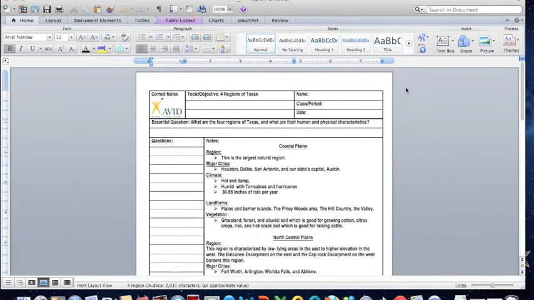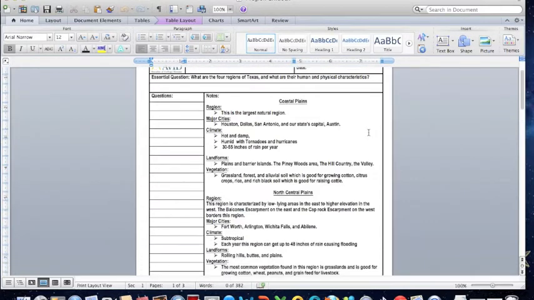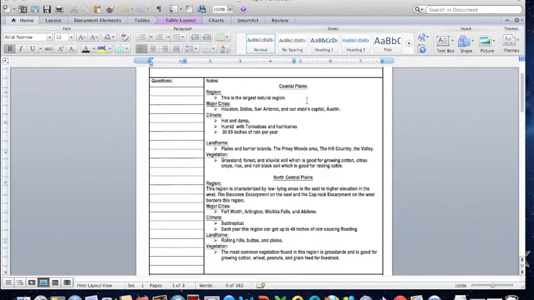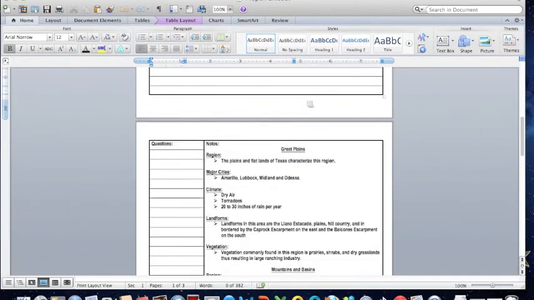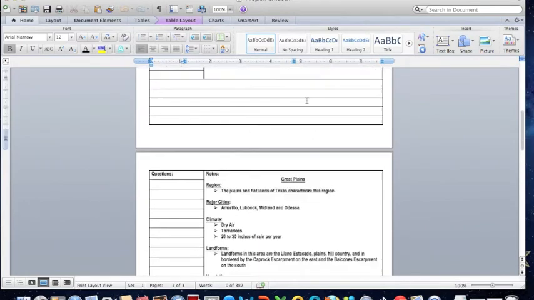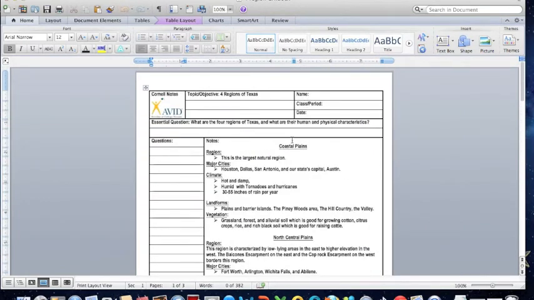Our Cornell notes have the central question that we started out with for the day that the students will need to learn the answer to. I've broken down my notes by each region. We have the coastal plains, north central, Great Plains, and mountain basins. On each region, I'm answering the questions of the definitions that I defined earlier in the warm-up.